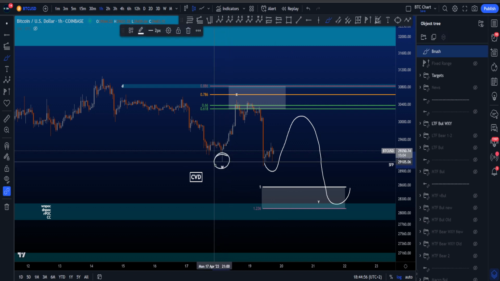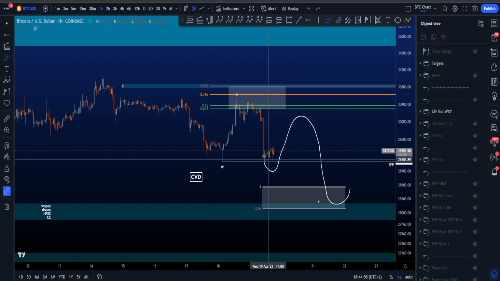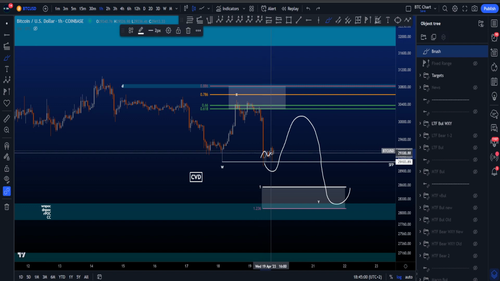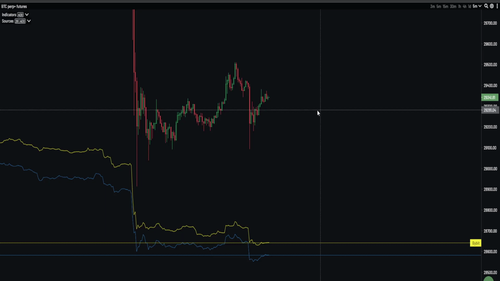Now price took the low that we made yesterday, it wicked down, closed above, and is now ranging here a bit. And if we look at the CVD actually on a local time frame over here, you can see there is a little bit of absorption going on, right? Like price making some higher lows and then CVD making lower lows.